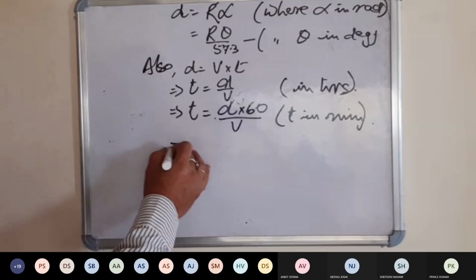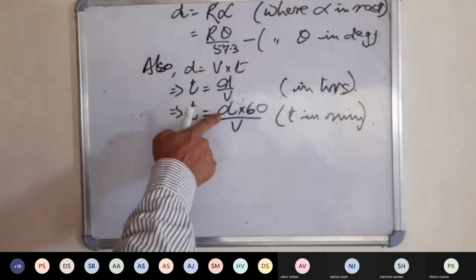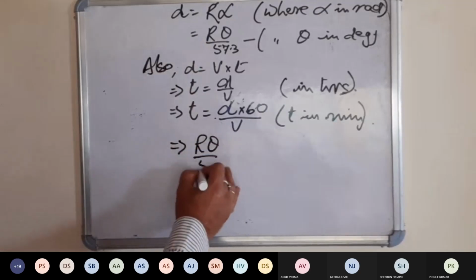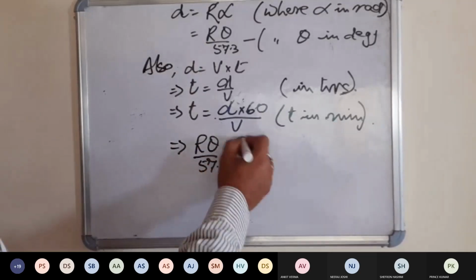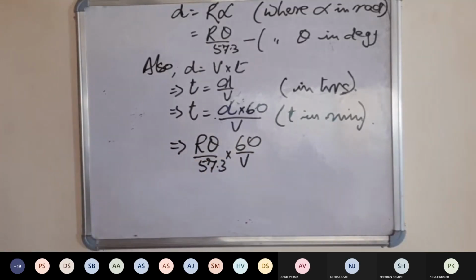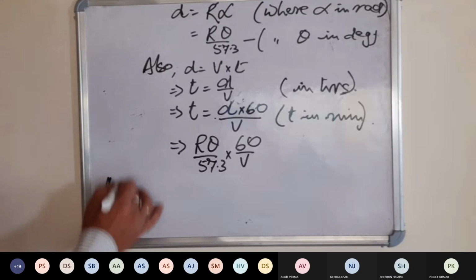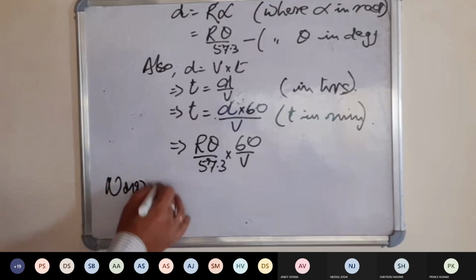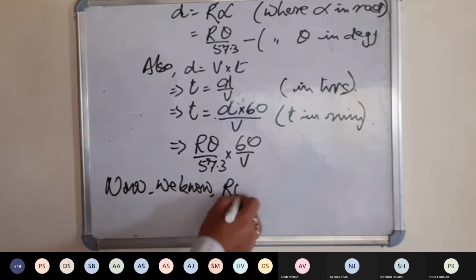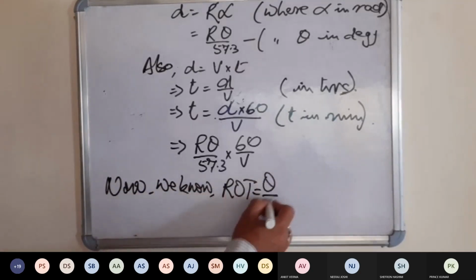So this further gives, putting the value of D here, जो D यहाँ पे है, this is equal to R theta by 57.3 into 60 by V. Is that okay? यस सर। Okay. So now we know ROT is equal to theta by T. Is that correct?